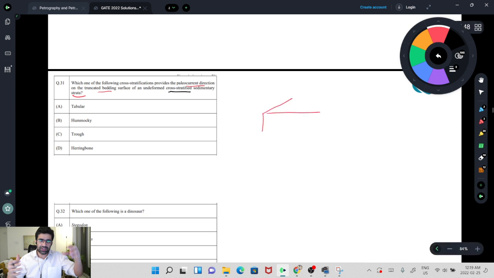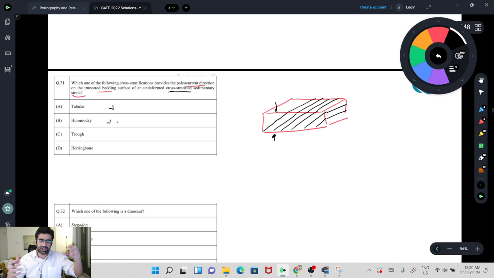in 3 dimensions, how will these cross strata look like? So tabular cross strata will have top and bottom surfaces that are basically straight lines. So they will be like this, a cross stratified layer. Here they will appear just like this. So you cannot really tell, in this truncated strata, which way will be the current direction.